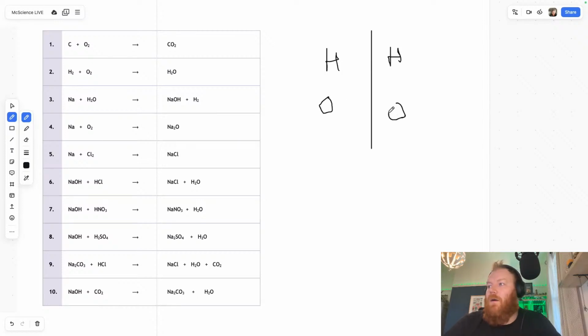And on the left side of our equation, we've got two hydrogens and two oxygens. And on the right side, our product side, we've got two hydrogens and only one oxygen. Now, a lot of people just assume that if I put a 2 after the oxygen, like so, that means I've got two oxygens and two hydrogens on both sides.